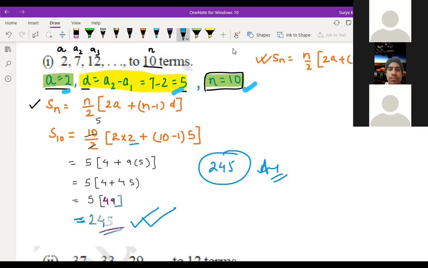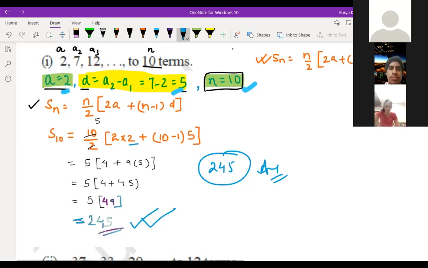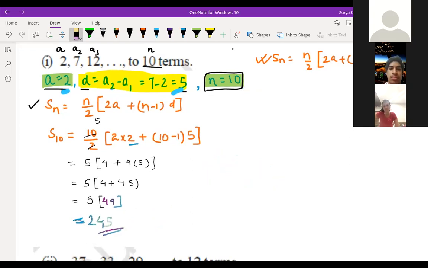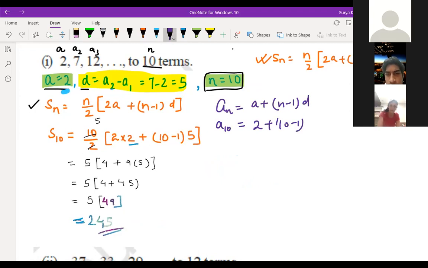Simple formula, only two formulas we have for the sum: n by 2 into 2a plus n minus 1 into d, and n by 2 into a plus an. So here an is not given to us, so you can find another way also. How? First you find an. Can you find an, children? An is equal to a plus n minus 1 into d. So that is your A10. A10 is equal to a plus 10 minus 1 into the difference, that is 5. So 2 plus 9 into 5, that is 47.